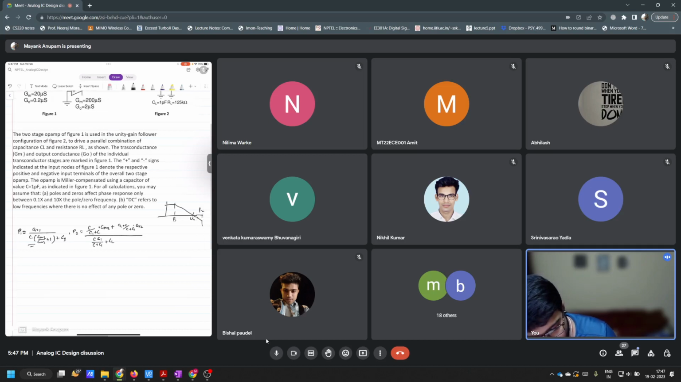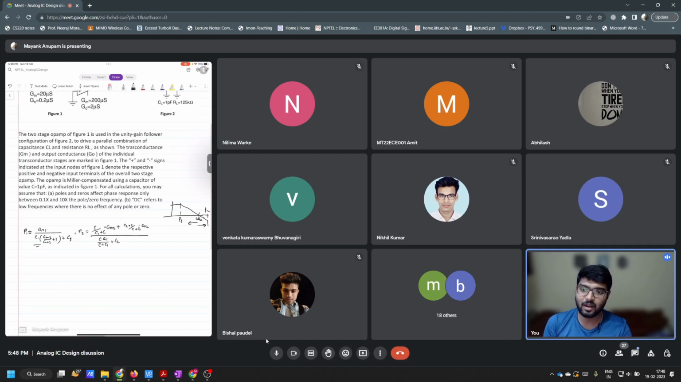And in this case, what can you say? You can say that P1 is much less than omega u loop, and P2 is much greater than omega u loop. You can assume these things to make your calculations easier.